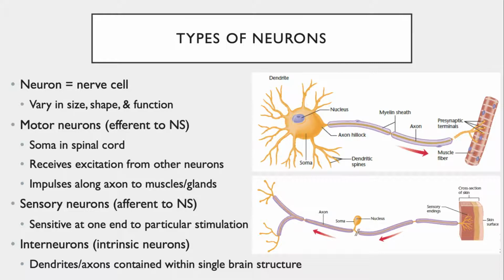Interneurons are a smaller, specialized type of neuron, and they're also referred to as intrinsic neurons. To be an interneuron, the entire neuron has to be contained within a single brain structure. So that means that all of the dendrites and axons, all of the parts that extend from the soma, and we'll talk about those parts in just a little bit, have to be contained within one singular structure.